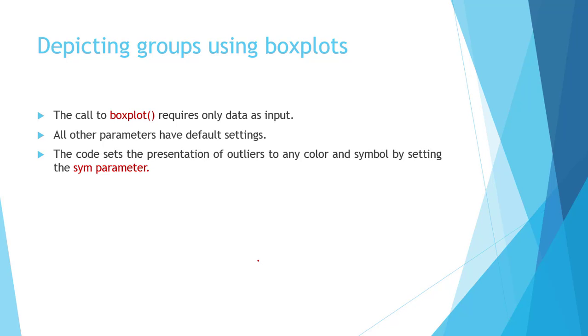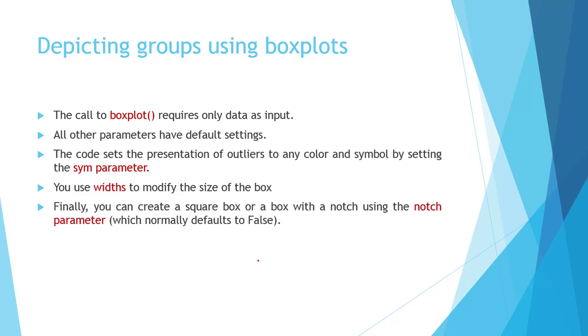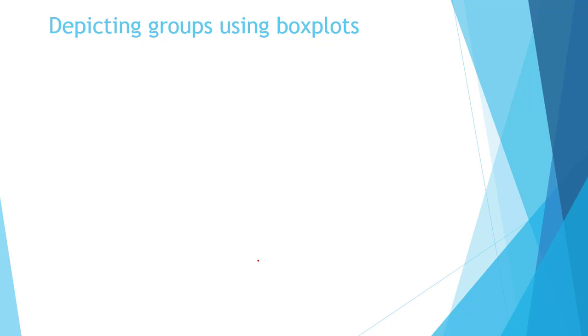The code sets the presentation of outliers to any color and symbol by setting the sym parameter. So the sym parameter is useful to set the color and the symbol of the outliers. We can also use the width parameter to modify the size of the box, and finally we can create a square box or a box with a notch using the notch parameter, which is normally set to false by default.